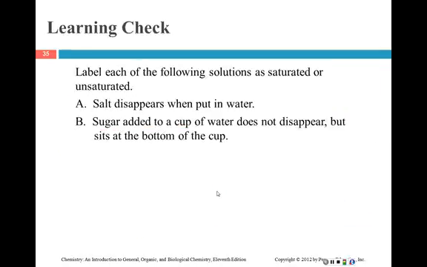So which of these would be saturated or unsaturated? Salt disappears when put in water. Is that saturated or unsaturated? How do we know it's saturated? Because we'll be able to see something. So this is not saturated. Sugar added to a cup of water does not disappear but sits at the bottom of the cup. That would be what? Saturated.